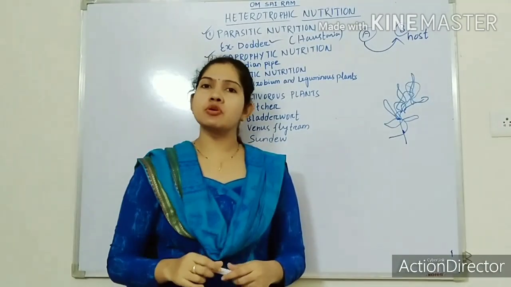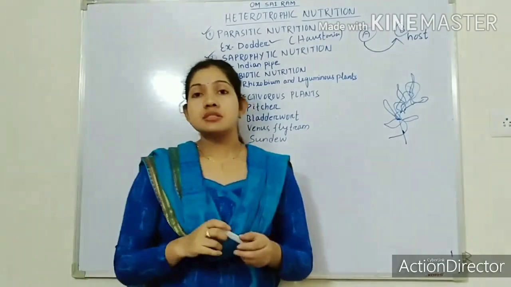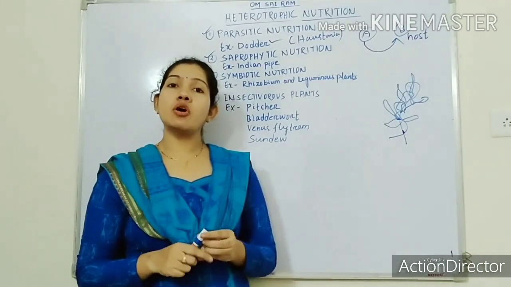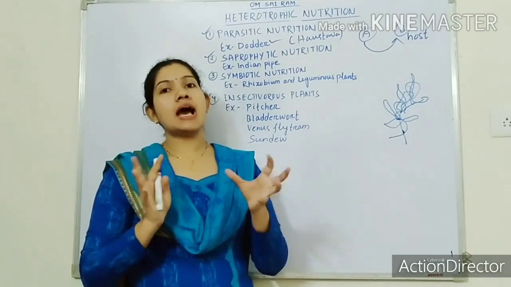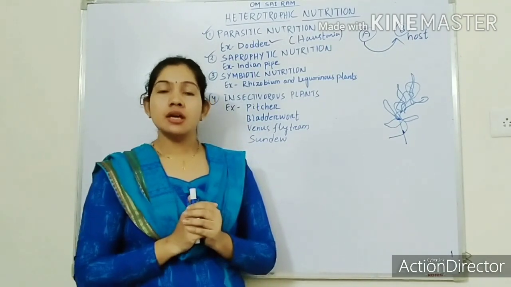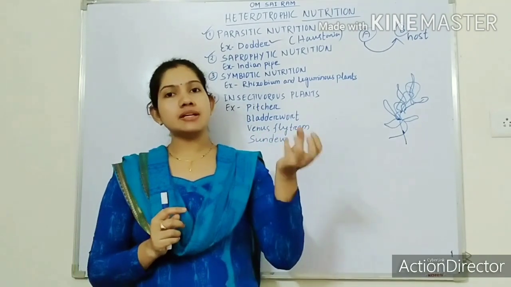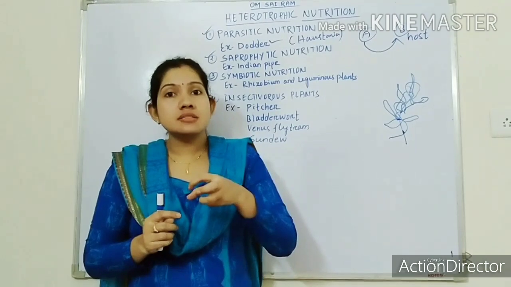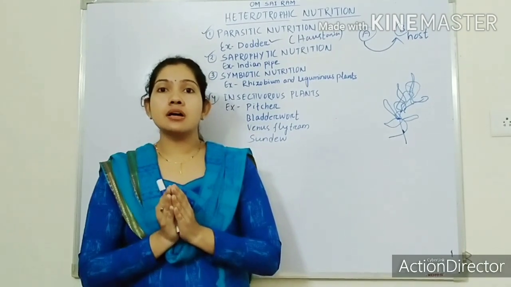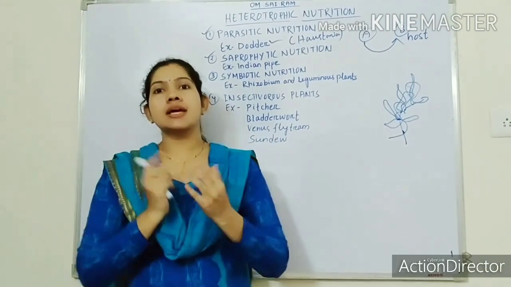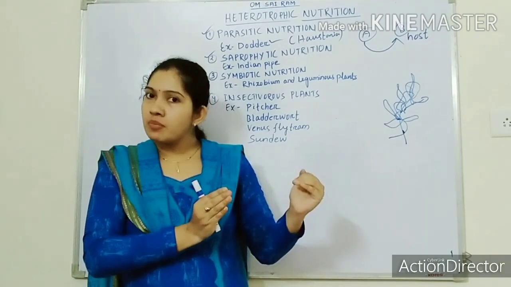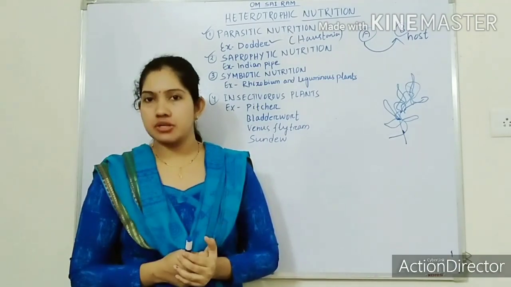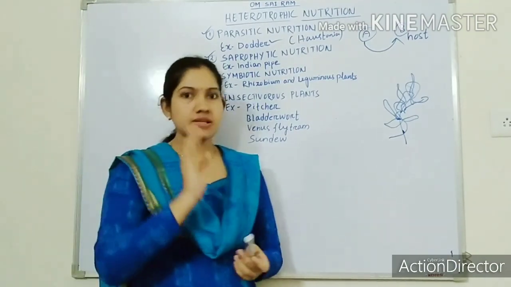saprophytic nutrition, or heterotrophic nutrition also you can say. Saprophytic nutrition means some of the organisms feed on dead matter, and they are known as saprophytes. In saprophytic nutrition, organisms feed on the dead matter or dead organisms. They will convert the complex organic matter into simple form, and in turn they will also recycle the nutrients. Okay, how? I will discuss that.